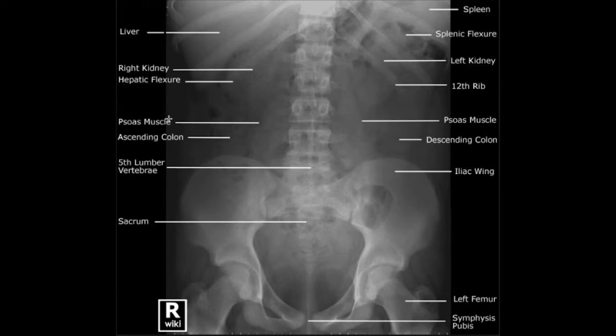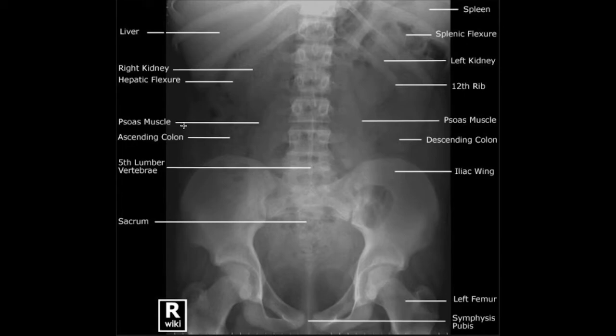Alright, what else? So the psoas muscle. The psoas muscle is a really important part in the abdomen x-ray. Why? Because it forms a landmark to search for other organs, especially the kidneys.